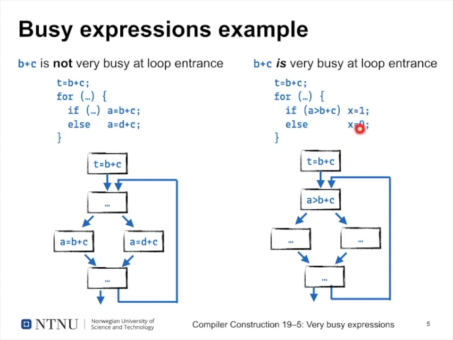That's not relevant here. So essentially for each iteration in the loop, no matter how many times we go through here, every time we have to evaluate b plus c. So this expression is always busy in all of the passes starting from here. So b plus c here is a very busy expression. And if b plus c isn't changed, we can do some optimizations, as we'll see in a minute.